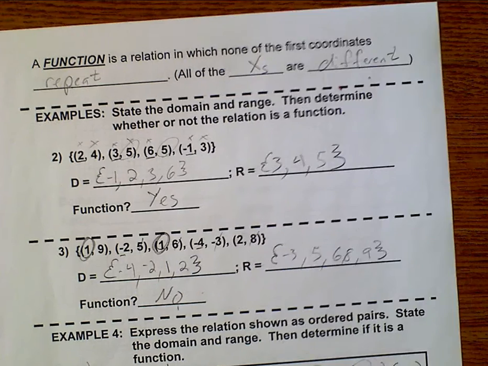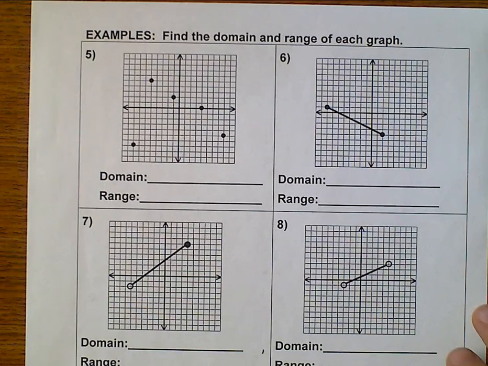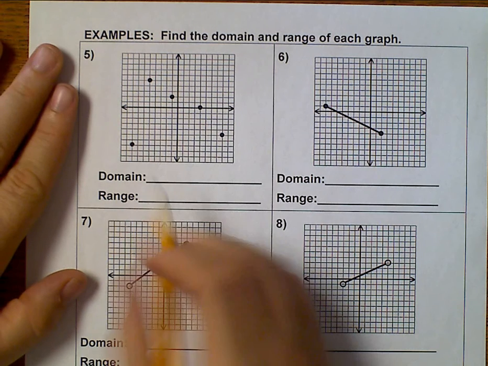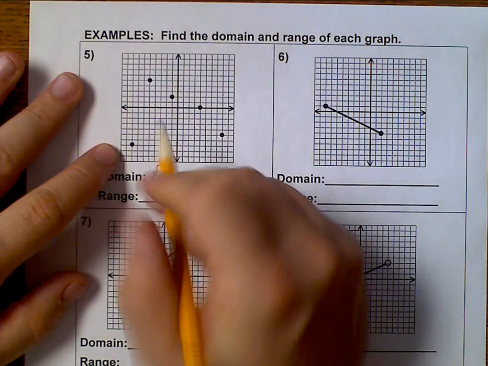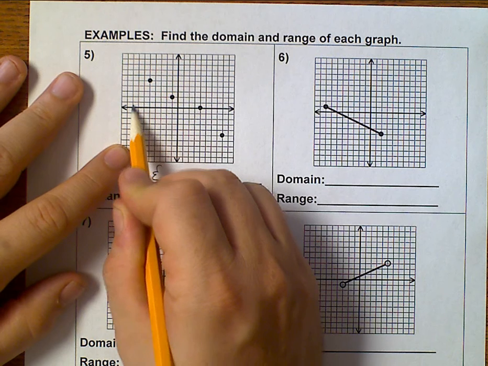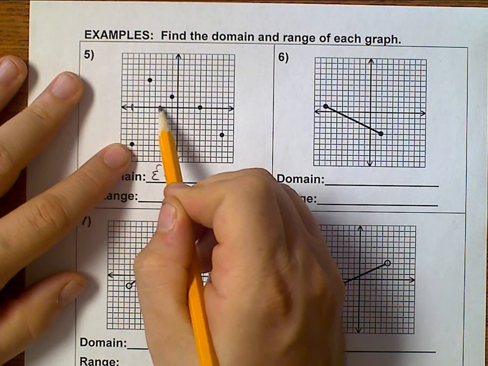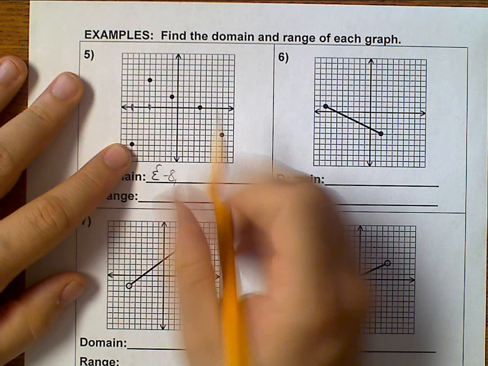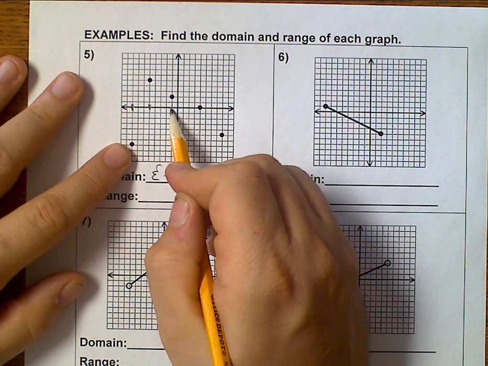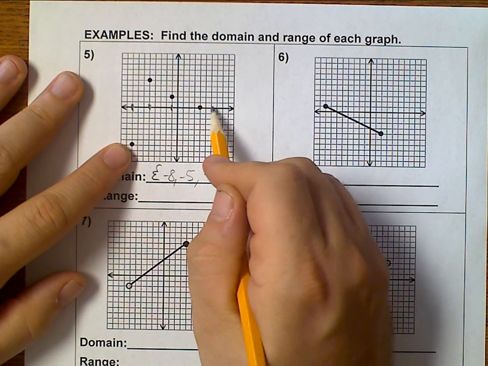Moving on. Now we're just given graphs, and we're asked to determine the domain and range. So for our domain, we just need our x values. So over here, 1, 2, 3, 4, 5, 6, 7, 8. That would be negative 8. 1, 2, 3, 4, 5. Negative 5. Negative 1. 1, 2, 3, 4. And 4, 5, 6, 7.